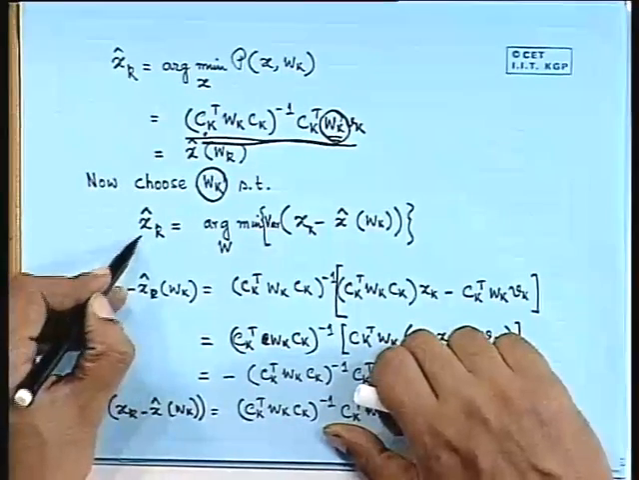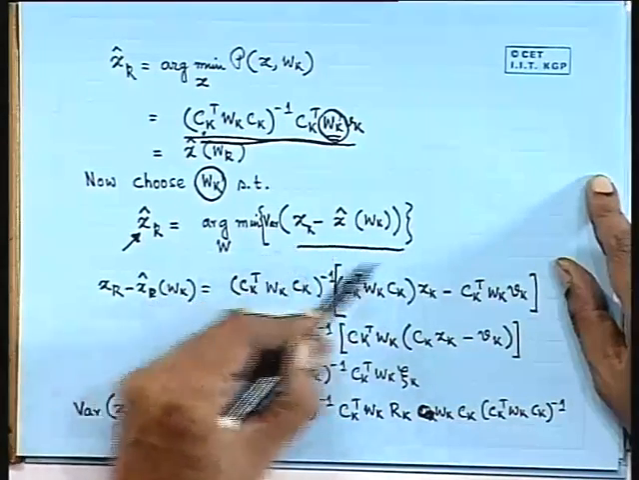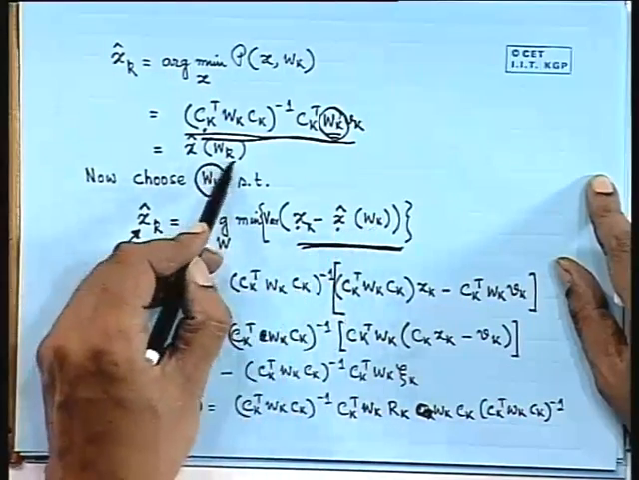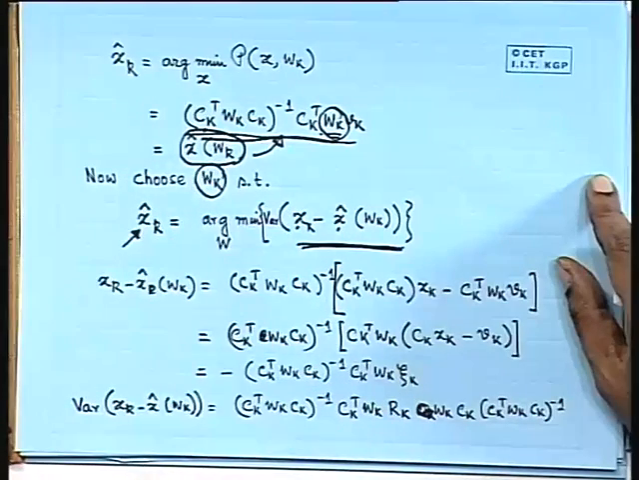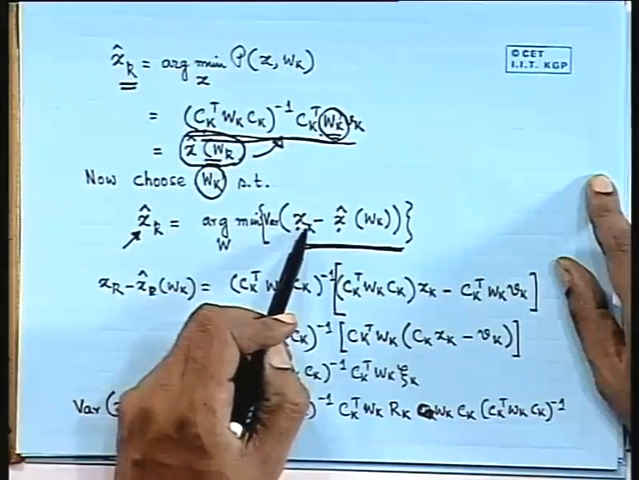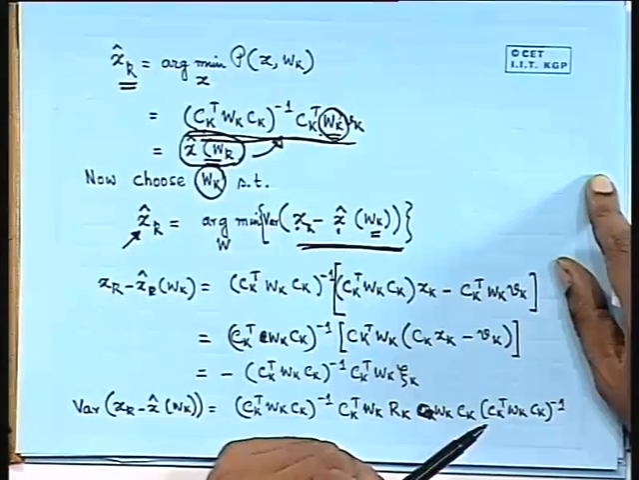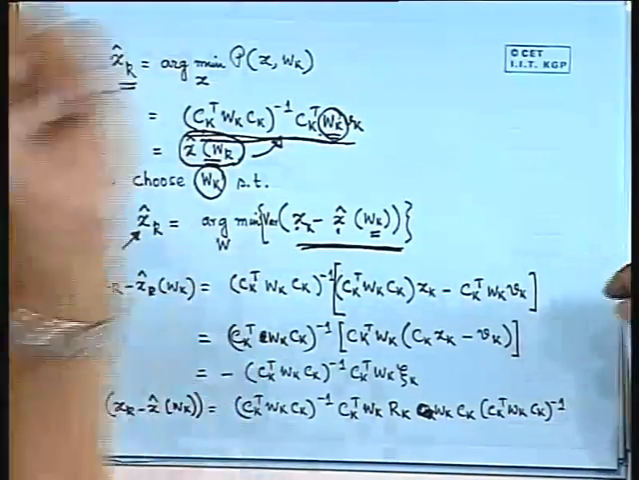Rather, we are using this formulation, that let us try to choose x hat k such that this one, the true state minus the estimated state. See, for any Wk, I can get an x hat, which is this. This x hat is actually a function of Wk. So this solution is actually a function of Wk. So what will be the final error between the true state and my estimate? That is also a function of Wk. So I can minimize that function. So I can say what is that Wk such that if I solve a least square problem with respect to that Wk, then I will get the minimum variance of my estimate with the true state.